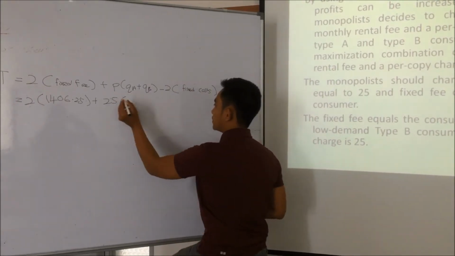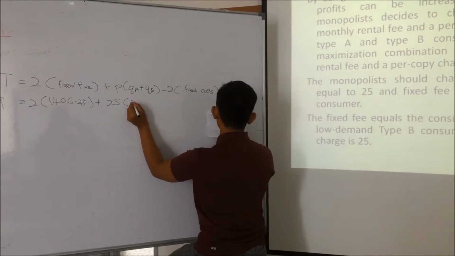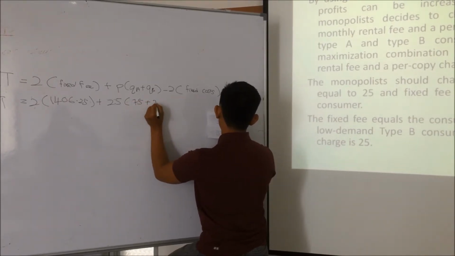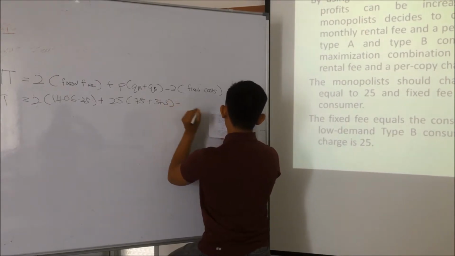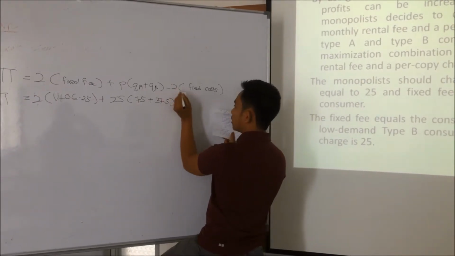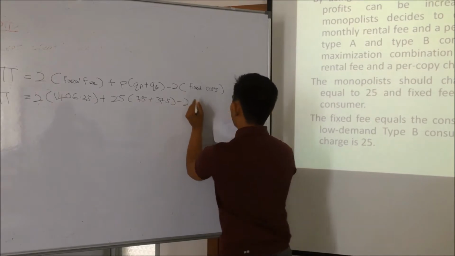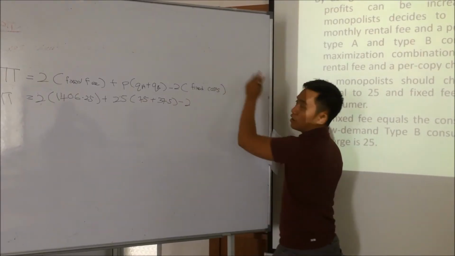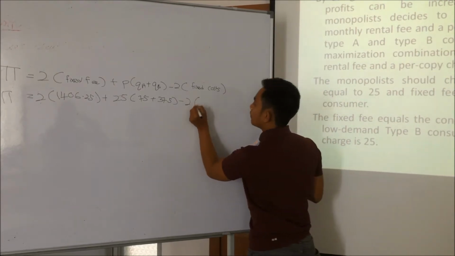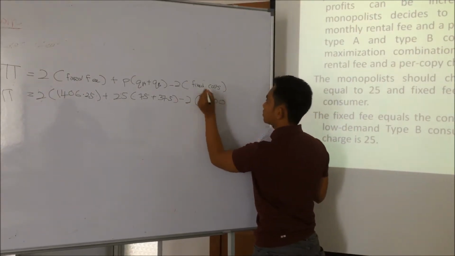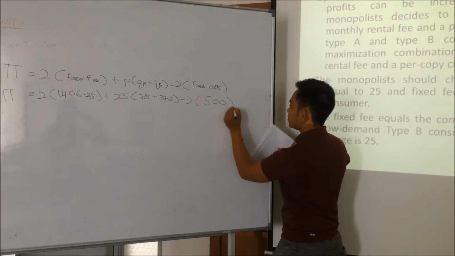Then the question above. The QA is 75 and the QB is 30.5. Okay, and the fixed cost is 500 on the first question we have discussed. Okay, 500 fixed cost at the previous question.